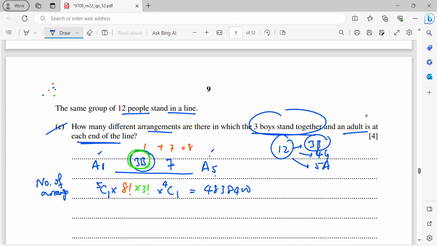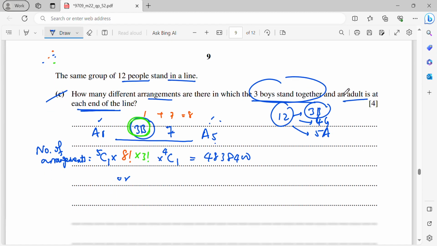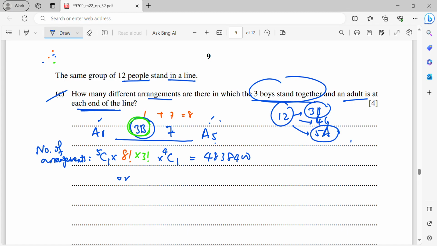If you don't want to use this method, we have another option. For the A1 and A5, I can just say, out of the 5, I choose 2 and arrange. Therefore, you can write 5P2. This 5P2 simplifies 5C1 times 4C1, I can directly change it to 5P2. The rest just remains times 8 factorial times 3 factorial. Then it will be 4838400 as well. So we have 2 methods to solve this question.